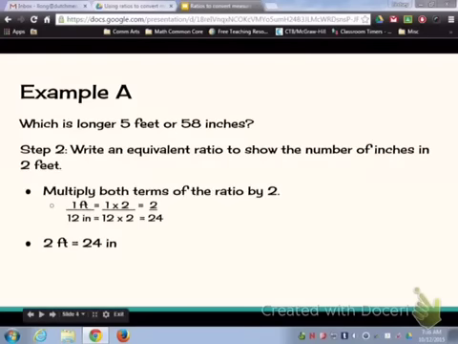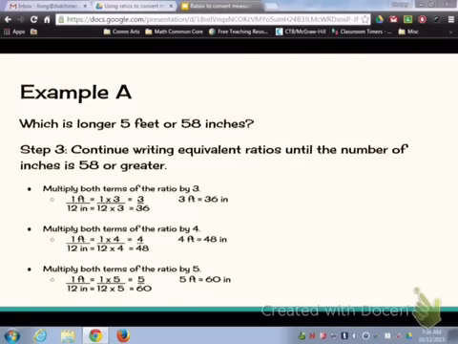Step 2 is we write an equivalent ratio to show the number of inches in 2 feet. So we're going to multiply both terms of the ratio by 2. We have our 1 foot over 12 inches. We multiply top and bottom by 2, which shows us that we get 2 over 24, or 2 feet equals 24 inches. Step 3, we continue writing equivalent ratios until the number of inches is 58 or greater.